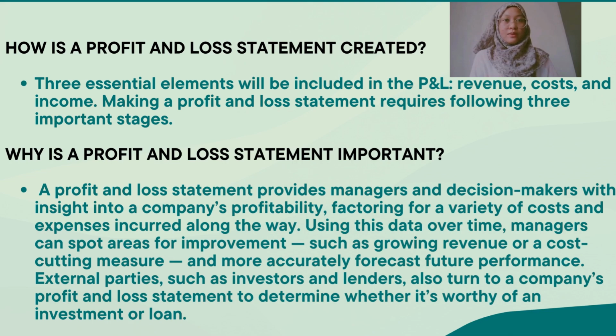How is the profit and loss statement created? Three essential elements will be included in the profit and loss statement. The first one is revenue, the second one is cost, and the last one is income. Making a profit and loss statement requires following three important stages.